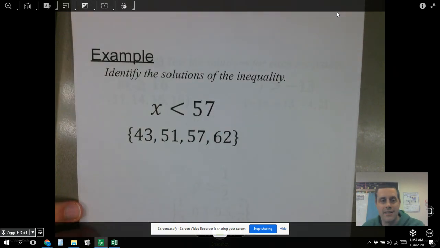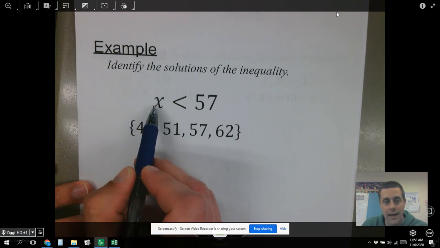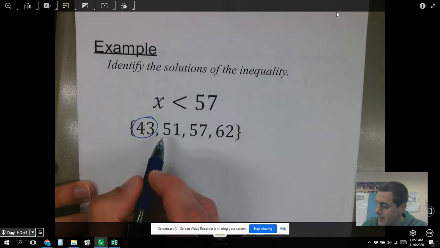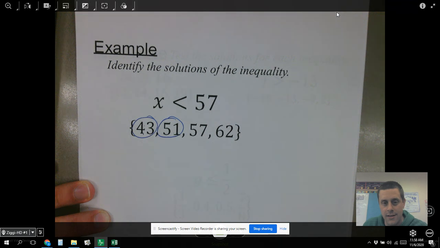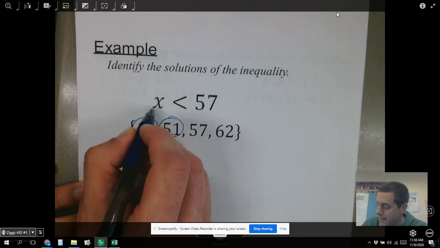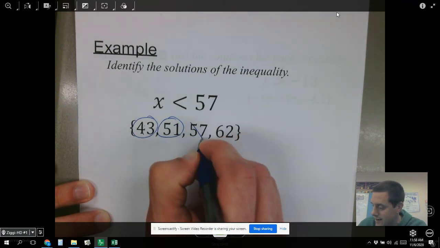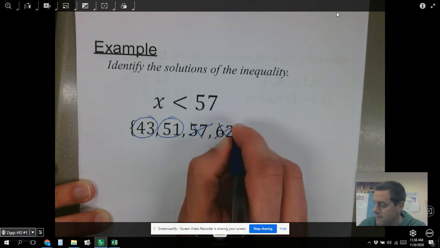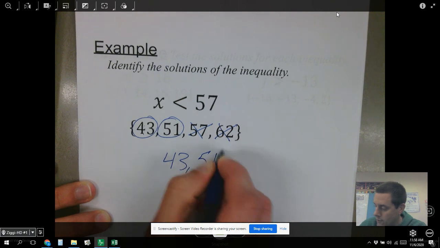Let's try one more. X is less than 57. If I take my first value in the solution set, 43, and plug it into X, is 43 less than 57? Yes, it is. Is 51 less than 57? Yes, it is. It is a solution. Is 57 less than 57? No, 57 is exactly 57. It is not less than, so it is not a solution. And then finally, 62, definitely not less than 57. The only solutions in this set are 43 and 51.